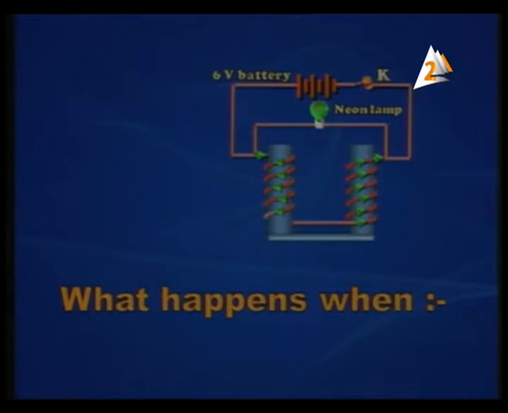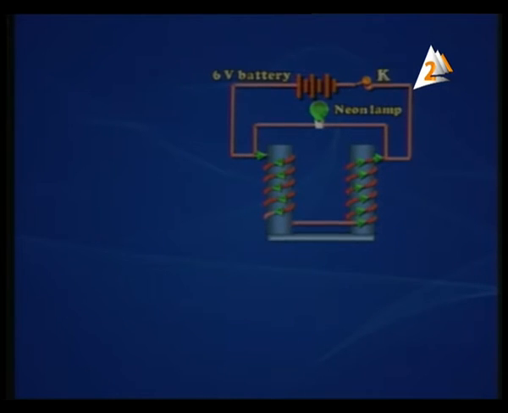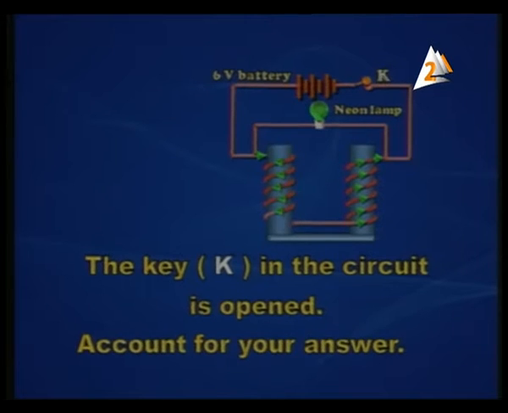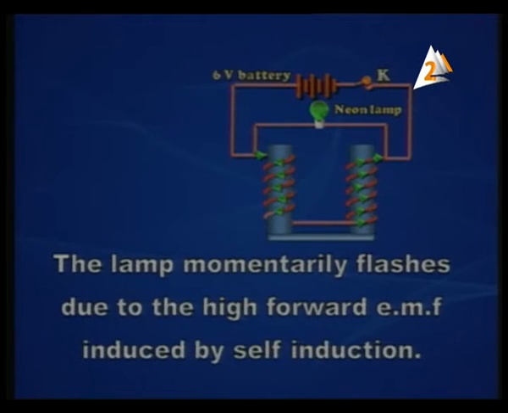What happens when? In front of you, we've got a circuit. Usually we use it to demonstrate self-induction. The question is about what happens when the key shown in the circuit is opened. It's all easy for you, and we want you to justify your answer. So what happens when the key is opened? Yes, the lamp momentarily flashes because of the high forward EMF induced by self-induction.